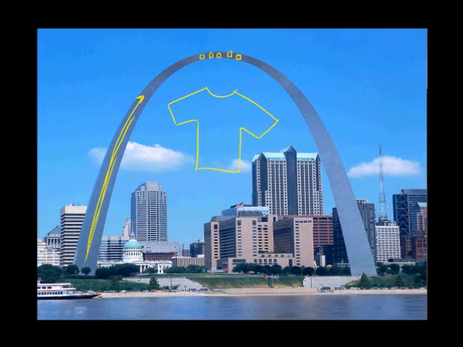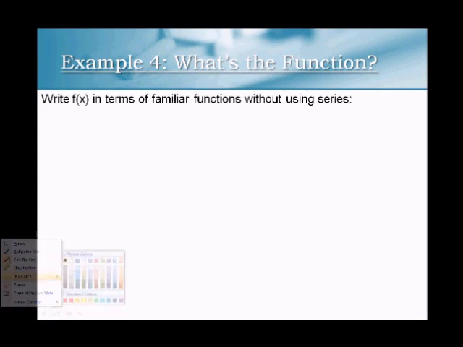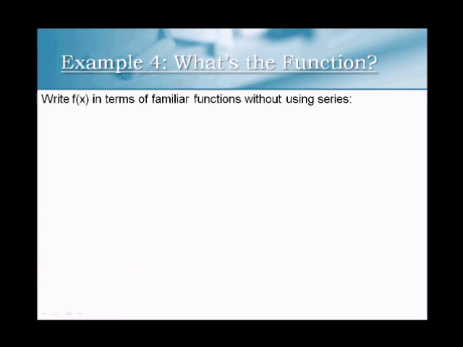Okay, anyway, last example, then I'll let you loose. Last one is a little bit abstract, but I think it's important to do. Write f of x in terms of familiar functions without using series. So what I'm going to do is give you a function f of x defined in terms of a Maclaurin series. And what we're going to have to do is take that Maclaurin series and work with it and turn it into a set of familiar functions that don't have infinite series involved.